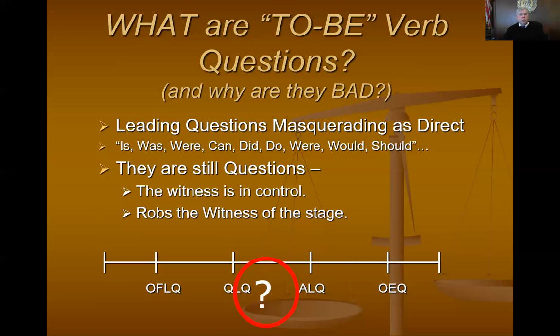And the reason why we want to do that is because when we use these to-be verb questions, two things happen. One, they're questions. We're surrendering some control to the witness. By the same token, we're actually focusing the information flow on the lawyer. And the reality is we want the information flow and the credibility to be with the witness. We want the witness to tell the story.